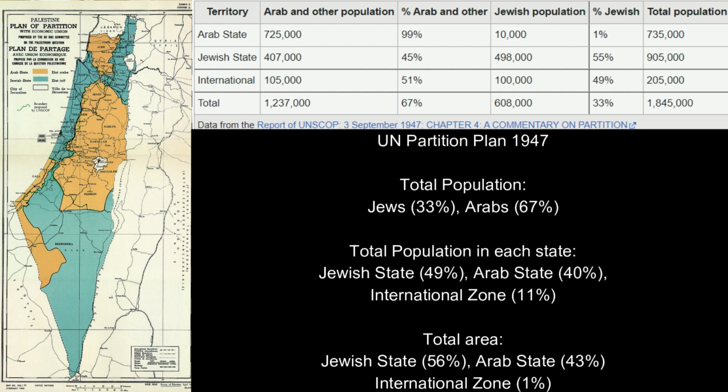So even in the so-called Jewish state, the Jews were only barely making up a majority of the people there. Now, of course, in the Arab part, this was 99%, but still, it was not very reflective of it, because the Arabs, although they make up the majority, 67% of the population of mandatory Palestine, would only be given 43% of the land. And the remainder was going to be an international zone, which is where the city of Jerusalem was.